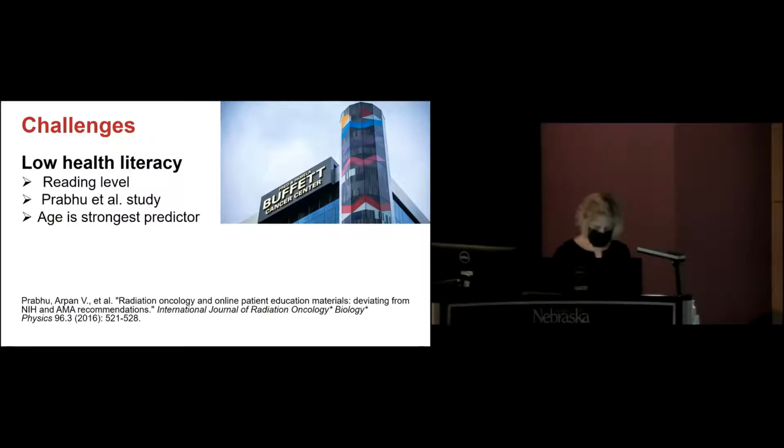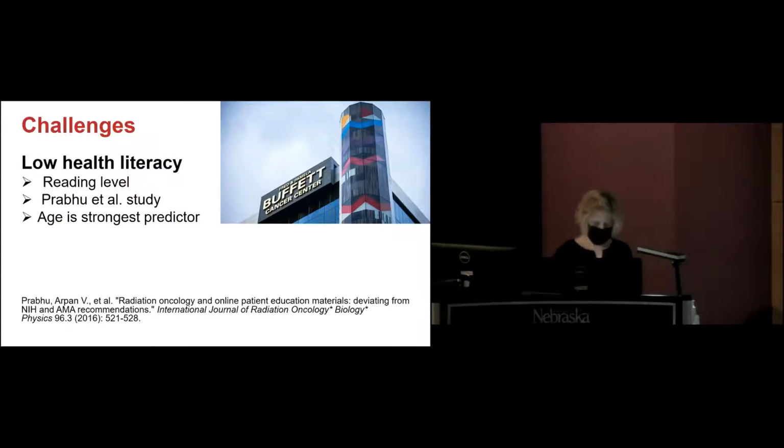The average American reads at about the 7th to 8th grade level. Unfortunately, a lot of the published websites contain information written at a higher level. The NIH and AMA advise that information be tailored to a 3rd to 7th grade level. A study published in the International Journal of Radiation Oncology, Biology, Physics evaluated 135 articles written for patients. Only one was written at an appropriate level.